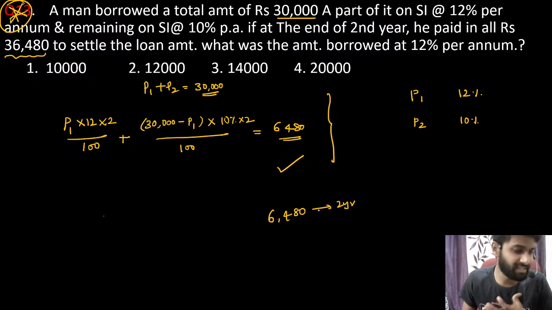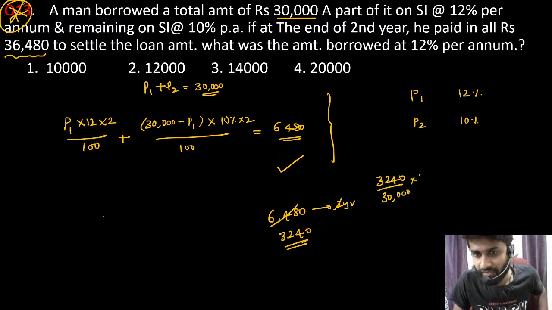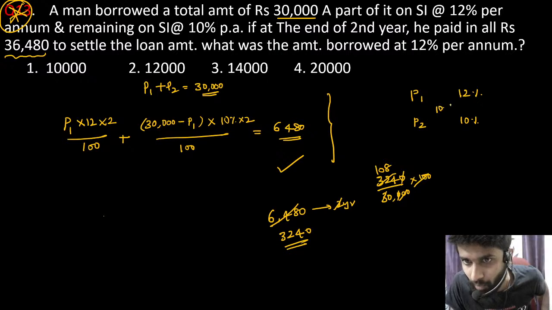For 1 year, why? Because the rate of interest is always for 1 year. Now you just calculated 3240. Now see, 3,240 is what percentage of 30,000? You just find the rate of interest. Now see, double zero cancels, zero zero cancels, and 3 becomes 108 times. The value becomes exactly equal to 10.8.